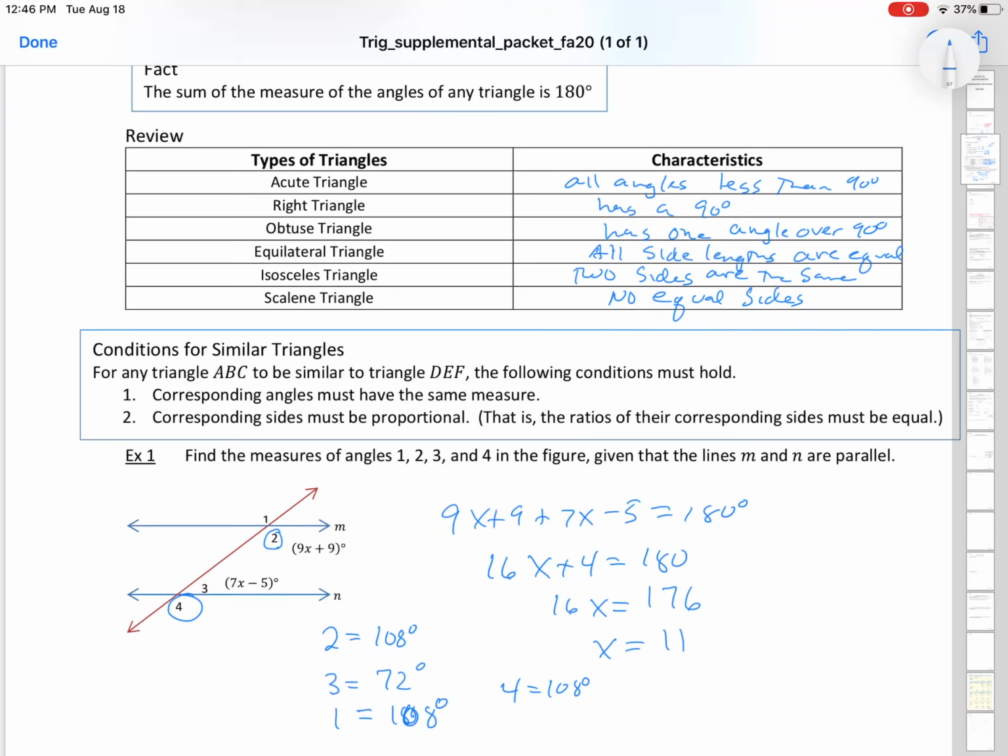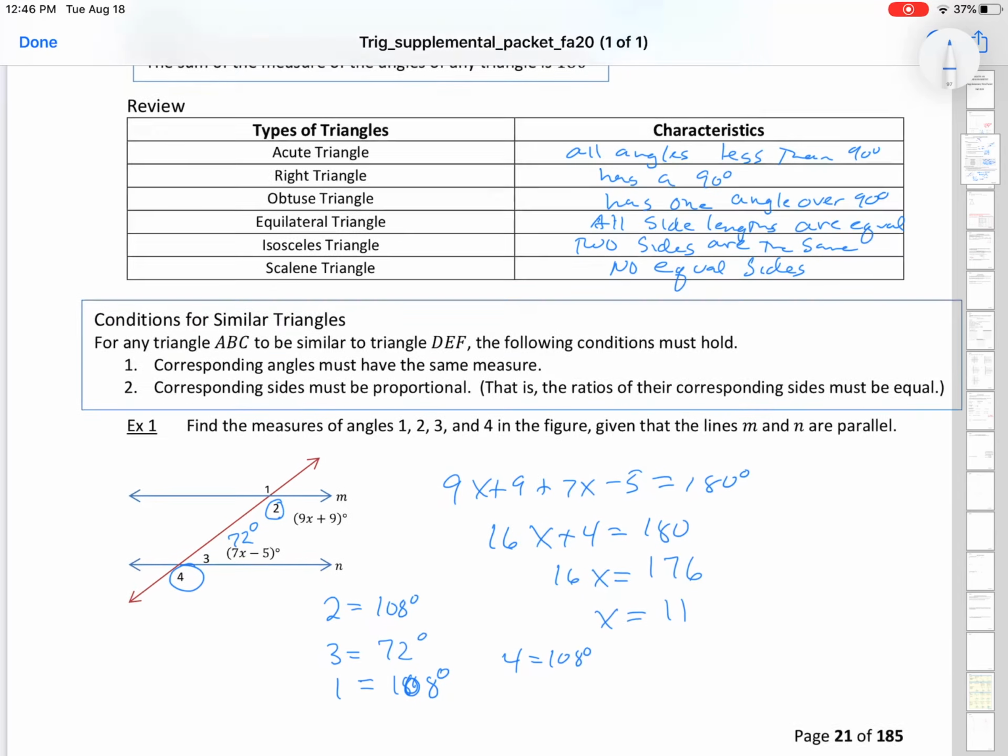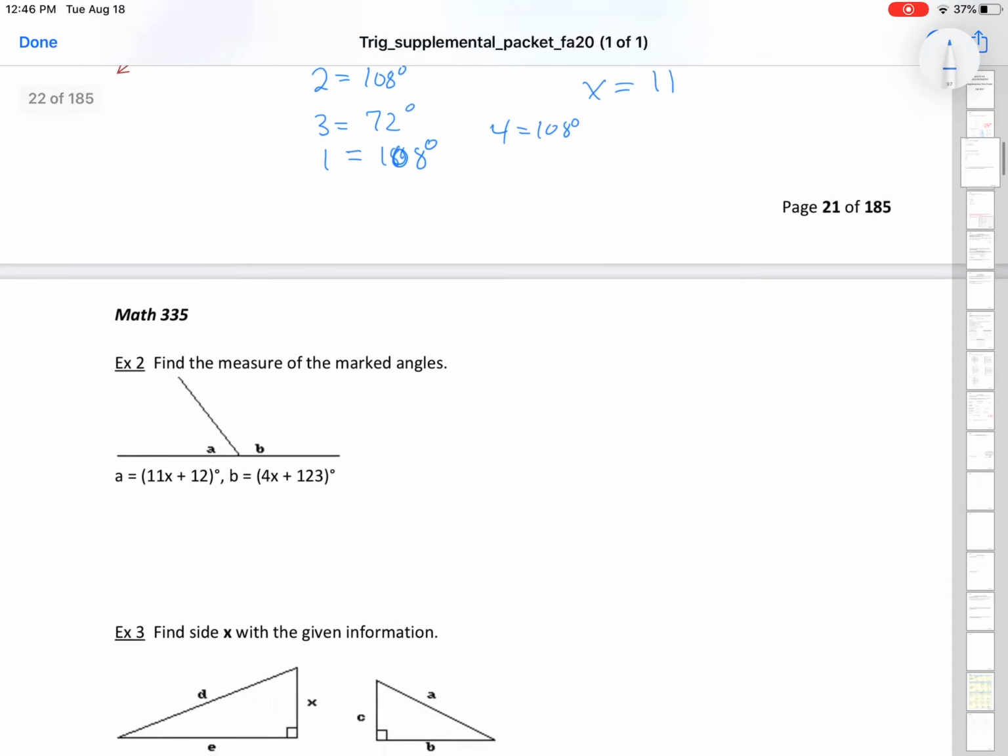The other way to see it is this is 72 degrees right here. I got to get the makeup to 180. That's 108. And so we justify number 4 being 108 degrees. And so nice little rationale there.